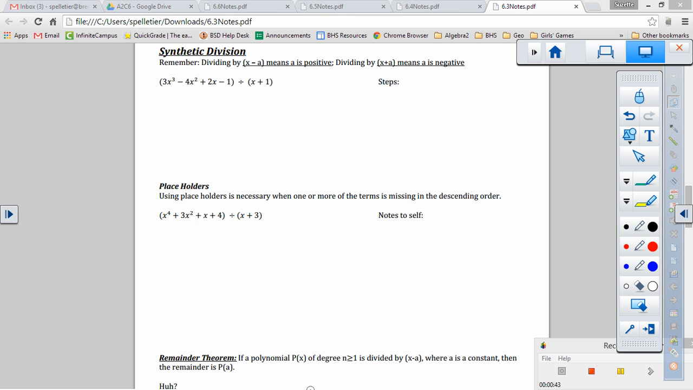So remember that when you are dividing by x minus a, that means that a is positive, because that was like x minus positive a. And when it's x plus a, that meant that a was negative because it was x minus negative a. We've done so much work with those that it should be absolutely second nature to you now: x minus a is positive, and x plus a is negative. It's always the opposite.